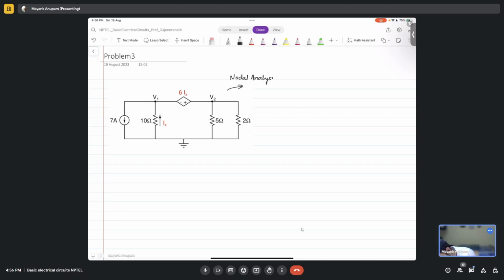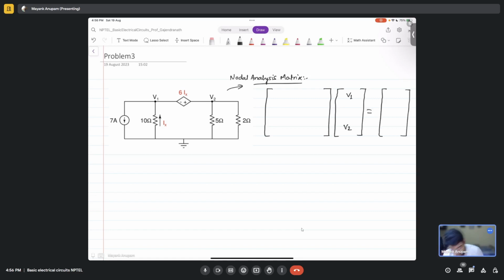2 cross 2. Two nodes are there. So this will be a 2 cross 2 matrix, right? This will be V1, this will be V2. I don't know what will be here. Okay, tell me what will be the equation for this node. What is this?